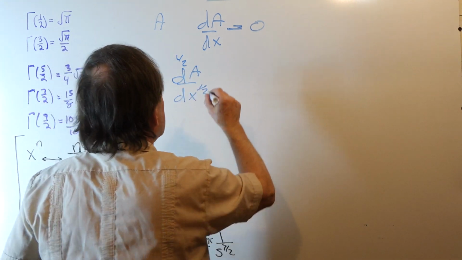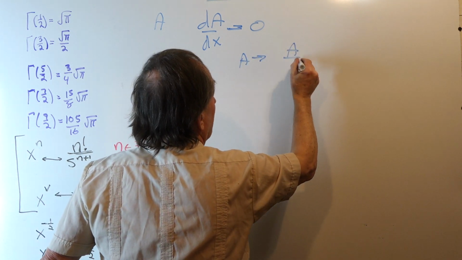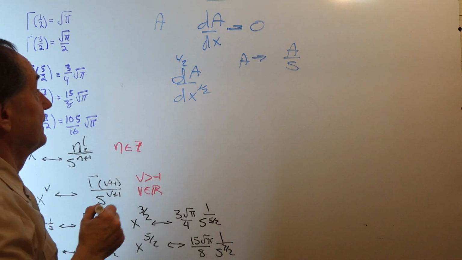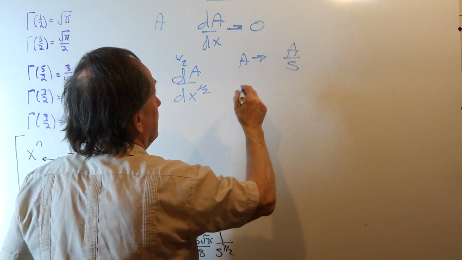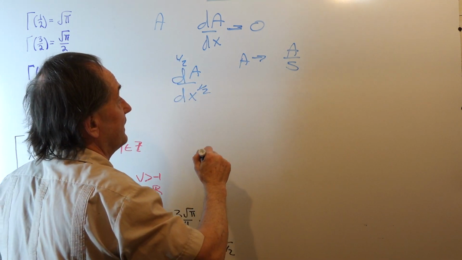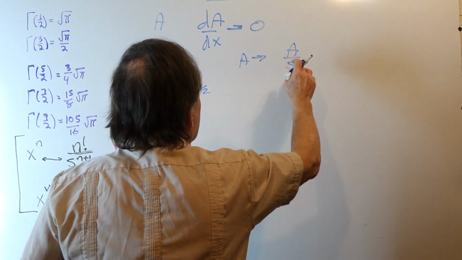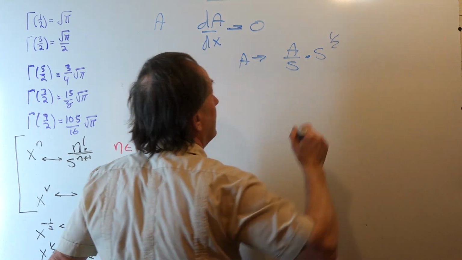Well, in the Laplace space, a goes to a over s in the Laplace domain. Then, to take the derivative of a, the 1/2 derivative, we multiply this. So we're taking the 1/2 derivative, so we multiply this by s to the 1/2.